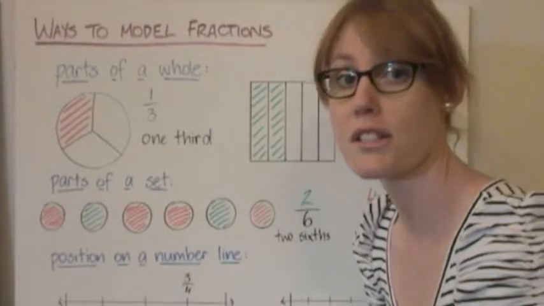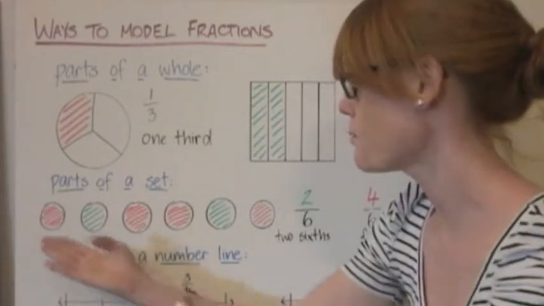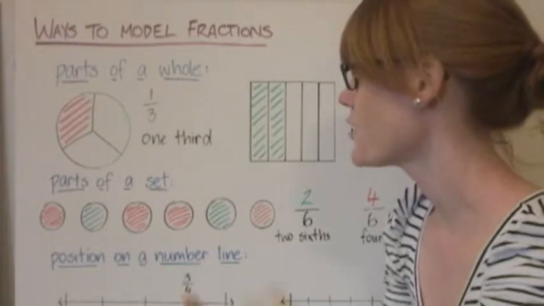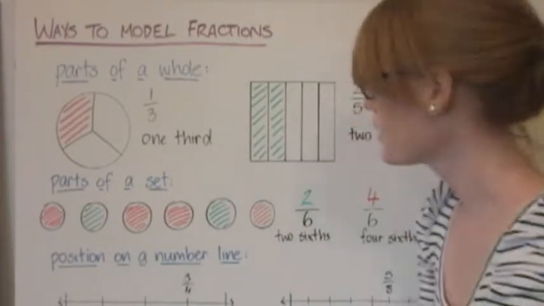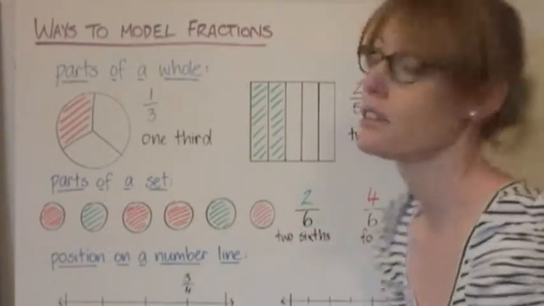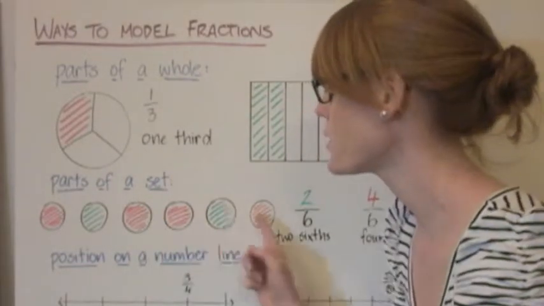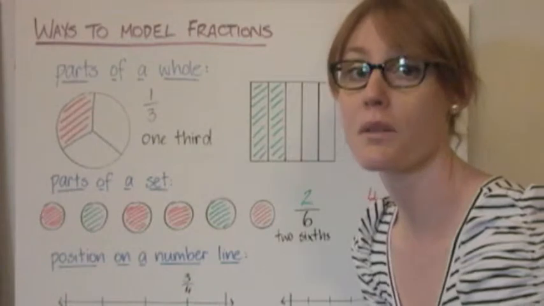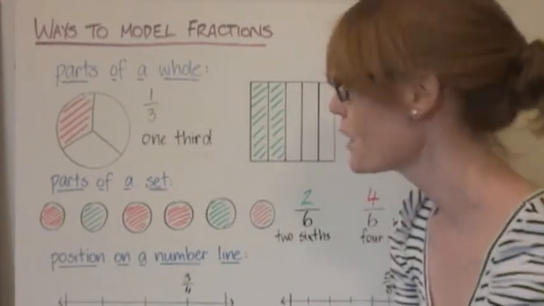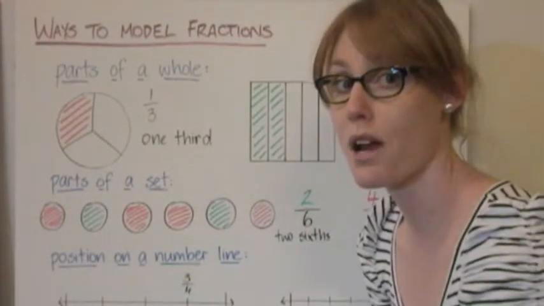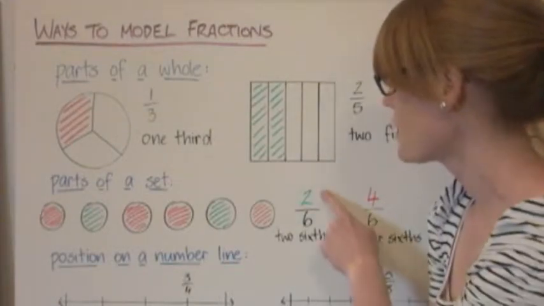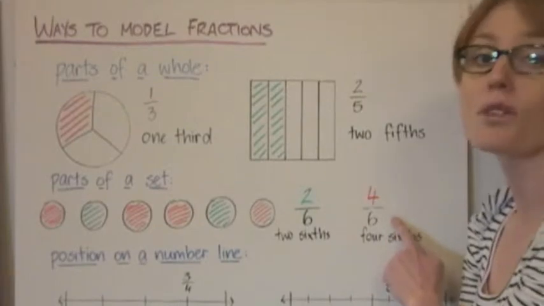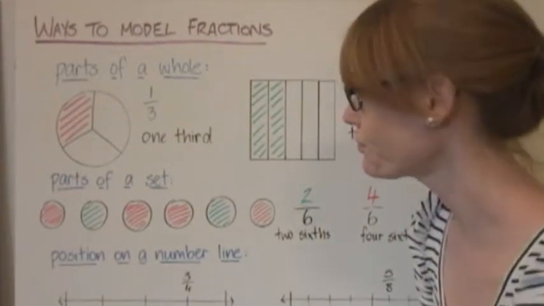To model fractions that are part of a set, we might, for example, have a bunch of M&Ms, and 2 of those M&Ms might be green, and 4 of those M&Ms might be red. Altogether, in the whole set, we have 6 M&Ms total. So the way that we would describe our fractions is 2/6 are green and 4/6 are red.